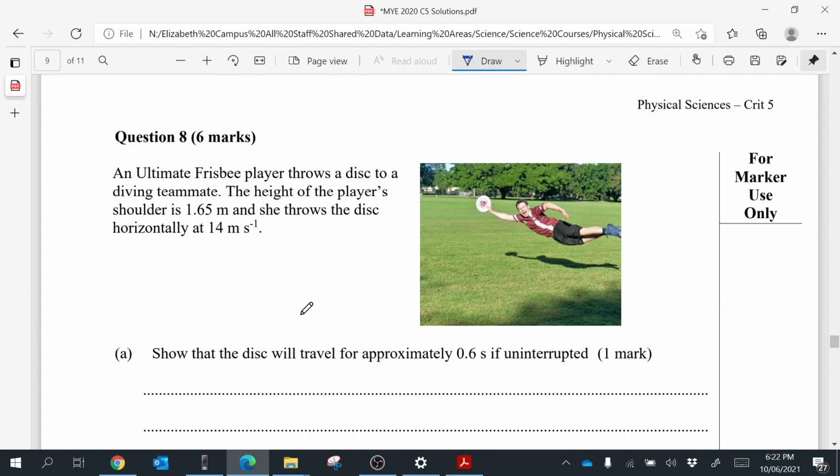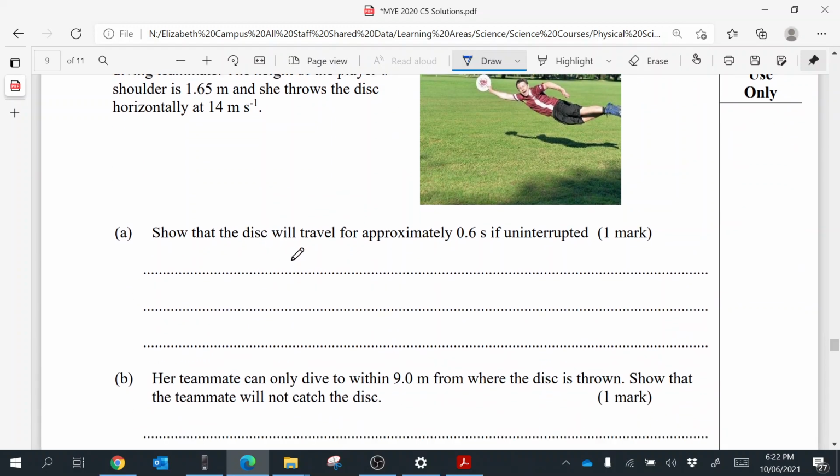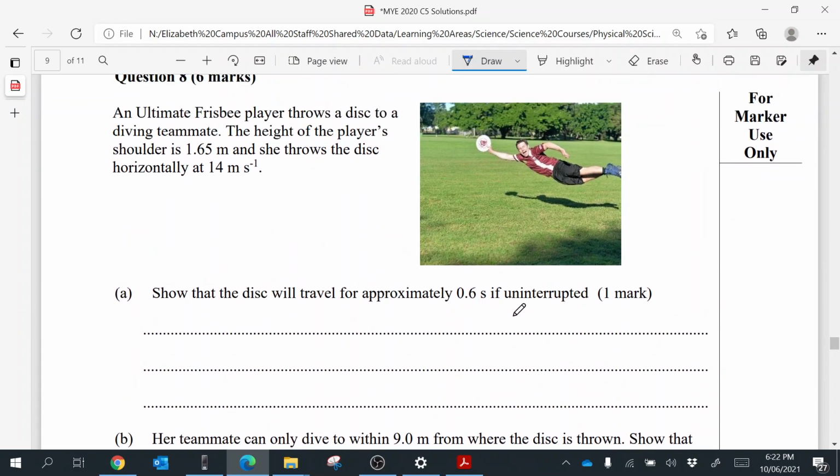Okay, so question 8. An ultimate frisbee player throws a disc to a diving teammate. The height of the player's shoulder is 1.65 meters, and she throws the disc horizontally at 14 meters per second. Show that the disc will travel for approximately 0.6 seconds if uninterrupted.